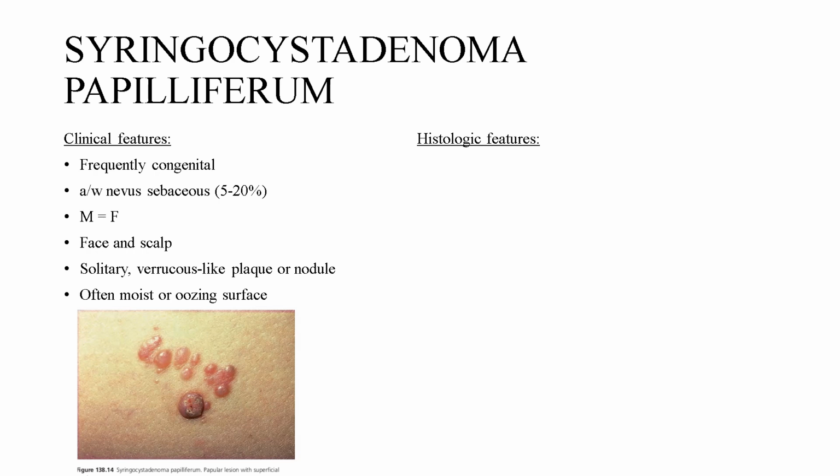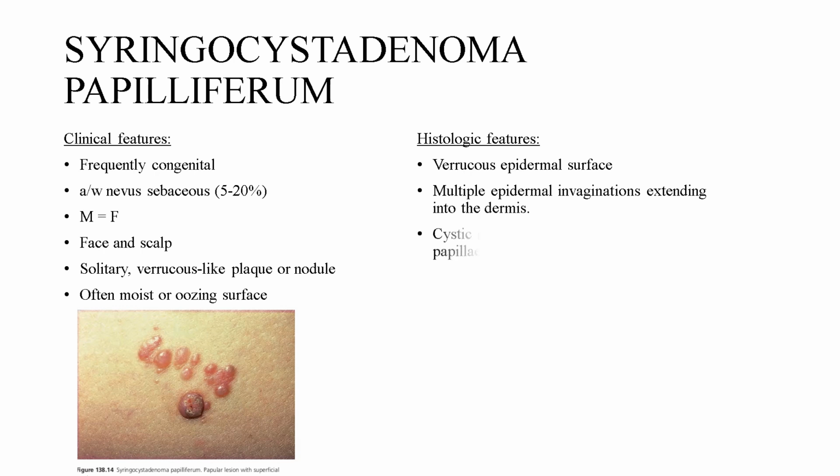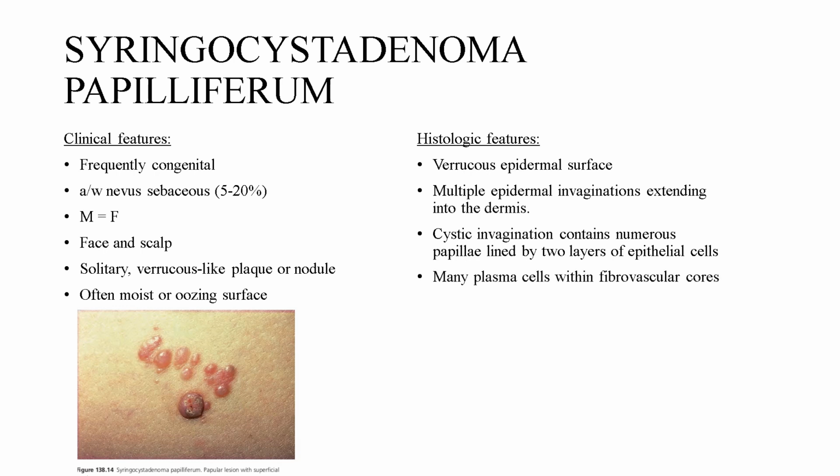Coming to the histological features. So the epidermal surface is verrucous, and there are multiple epidermal invaginations which are extending into the dermis, right? And these invaginations may have cystic areas, and these areas are lined by papillae, which again is having a 2-cell layer thick lining. And the stroma, the fibrovascular stroma has a lot of plasma cell infiltration. ये क्वेश्चन पूछते हैं एग्जाम में frequently that प्लाज्मा सेल्स कौन से क्यूटेनियस एपेंडेजियल ट्यूमर में होते हैं.